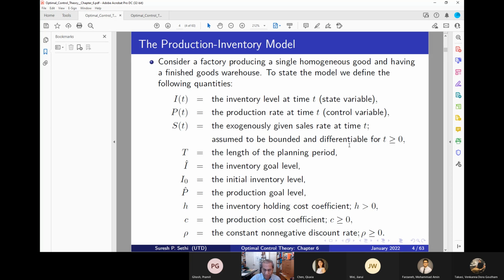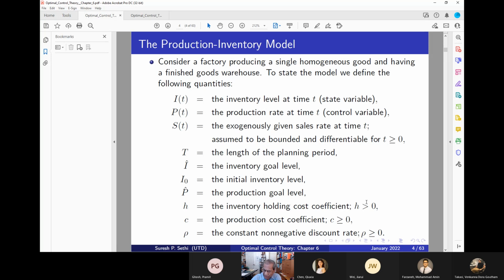I don't want to call it a planning horizon because that term gets confused, since we'll have another meaning for the horizon. I hat is the inventory goal level, the ideal level of inventory that I'd like to have. I0 is the initial inventory level. P hat is the production goal level, the optimal level of production from the production point of view that you'd like to have.